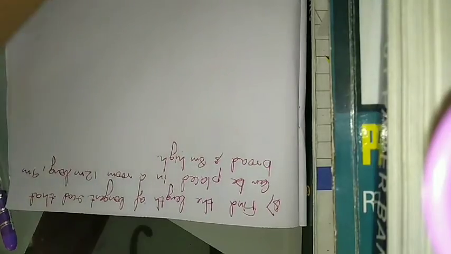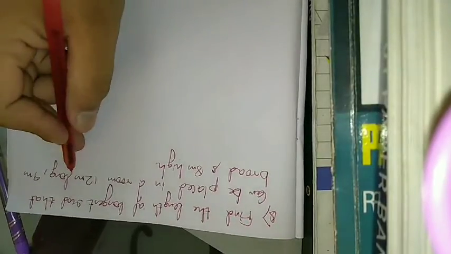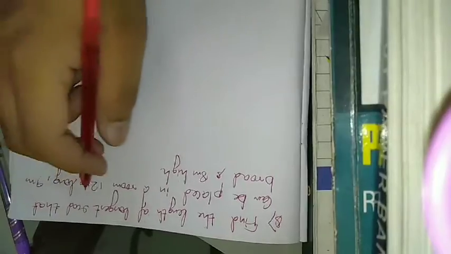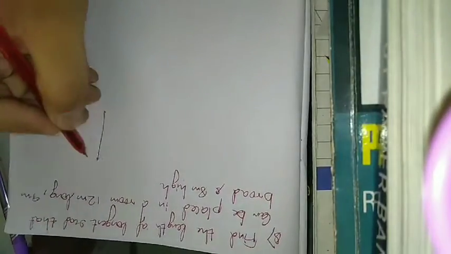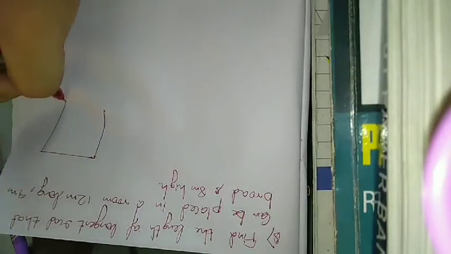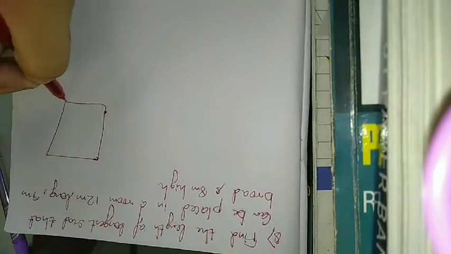So I need to find the length of the longest rod that can be placed in a room. Let's talk about that room. See, the length, breadth and height are all different. It means that the room is cuboidal. Let's draw a cuboid first.